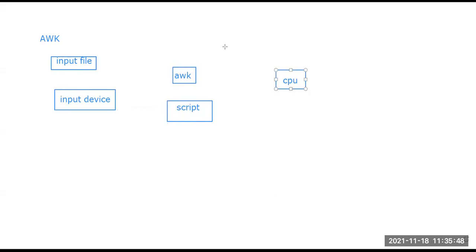So how are they related? Input file, input devices, AWK script and CPU. The input file or the input from the devices both go to the AWK part. This AWK command script helps AWK to run and flow the process. And lastly, the result we get on the CPU part or the display part.